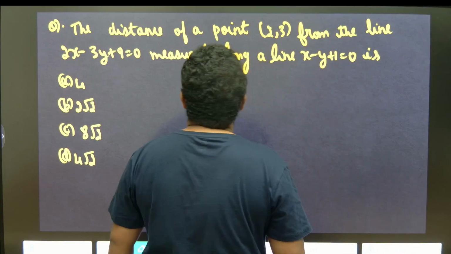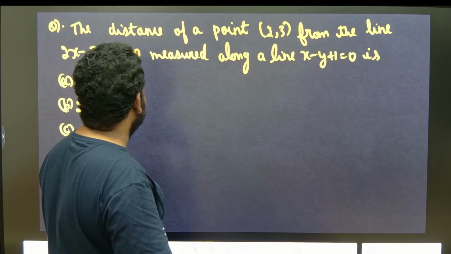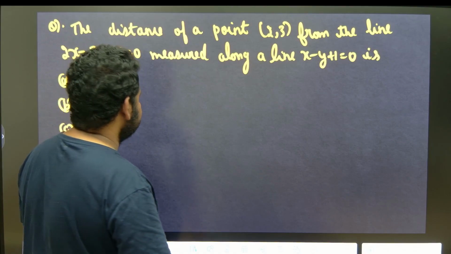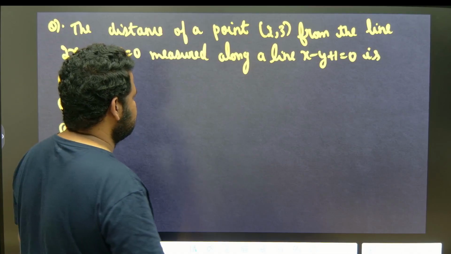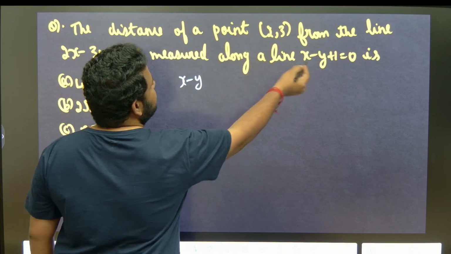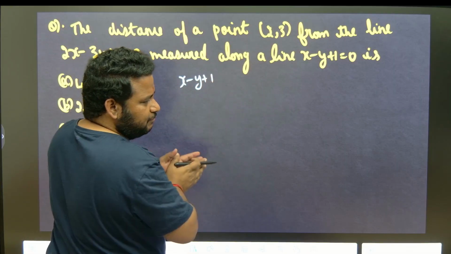So they are asking the distance of the point 2, 3 from the line 2x minus 3y plus 9 is equal to 0 measured along the line x minus y plus 1 is equal to 0. Okay, x minus y plus 1 is equal to 0. So they have given that the measurement from the point is along the line x minus y plus 1 is equal to 0. Along the line means how much slope it is having, how much inclination it is having.